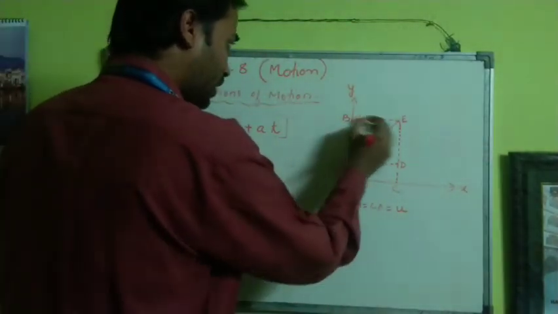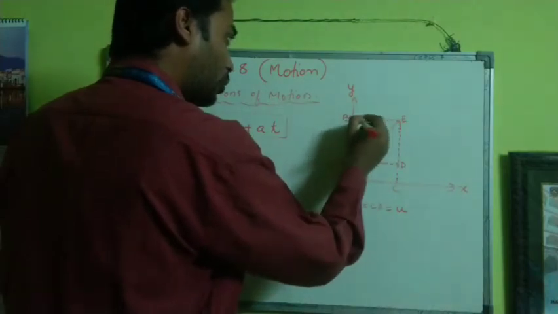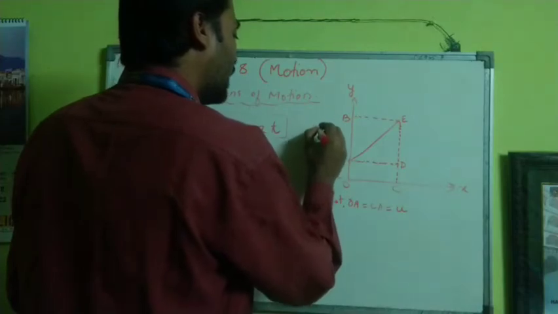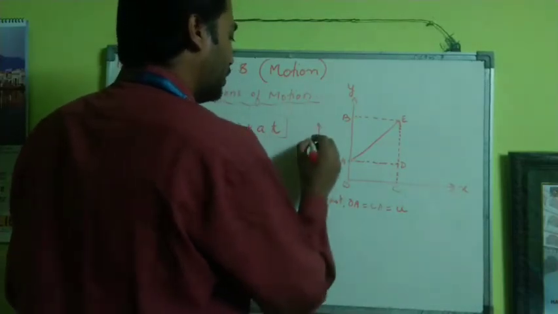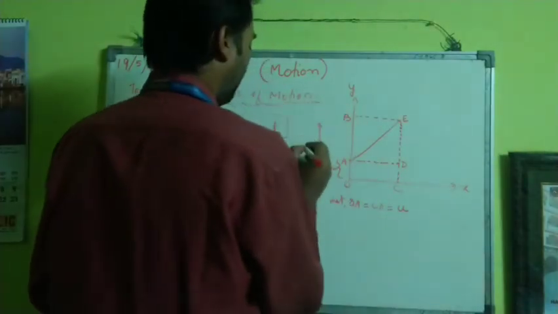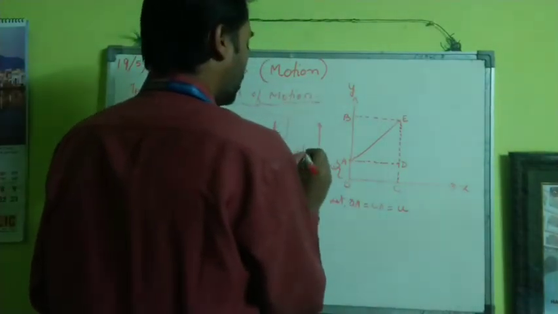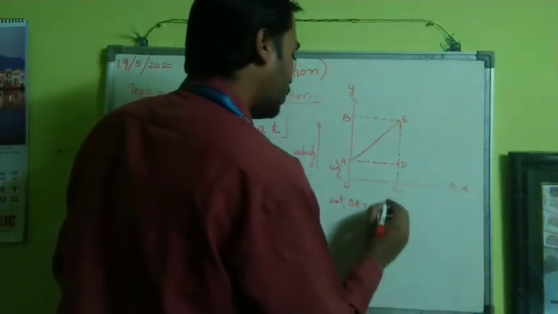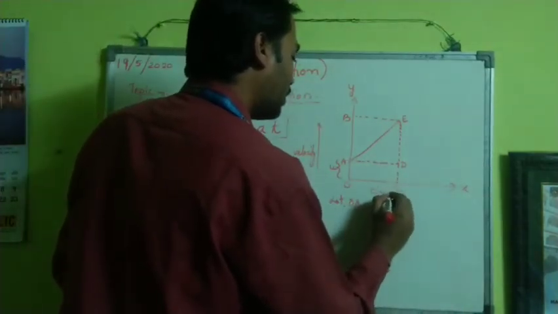Similarly, this was our final point, and corresponding point on the y-axis is B, and we know along y-axis we take velocity. Right, velocity. And along x-axis we take time.